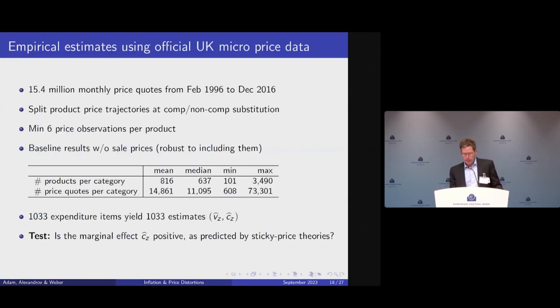Now, with this, we've looked at the theory. Let's look at the evidence. I told you about the data. It's the official UK microprice data. So we prepare it a little bit, we get rid of sales, but our results are robust to including them. We have about 800 products in the typical item, and about 15,000 price quotes in the average item. And we have about 1,000 expenditure items, so we get 1,000 estimates of this combination of the slope and the intercept. And of course, our question is: is this slope coefficient positive, right?